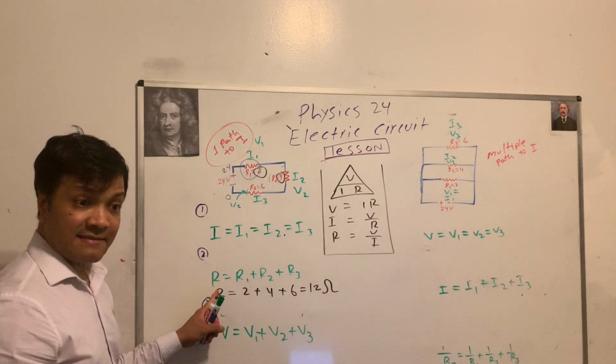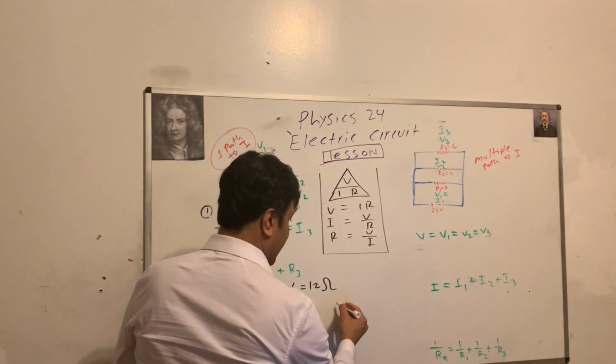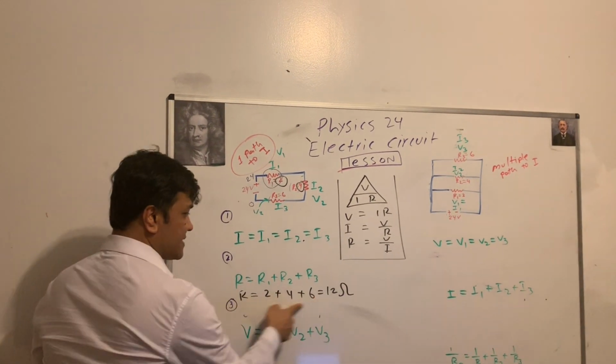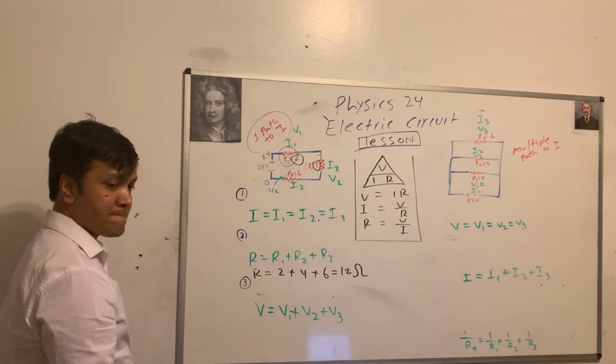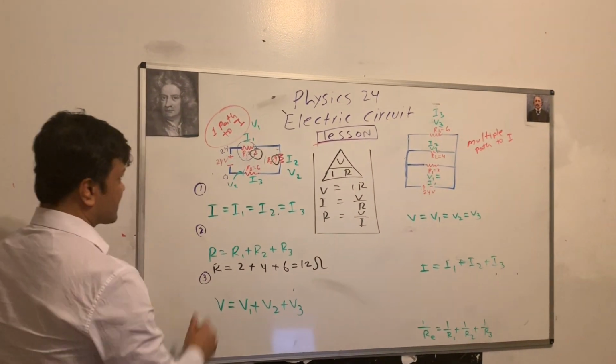This is resistance, not resistivity. For resistivity, it's ohm per meter. Very good. This is resistance, because resistivity involves the cross-sectional area and the length. Very good. So what is the total voltage?